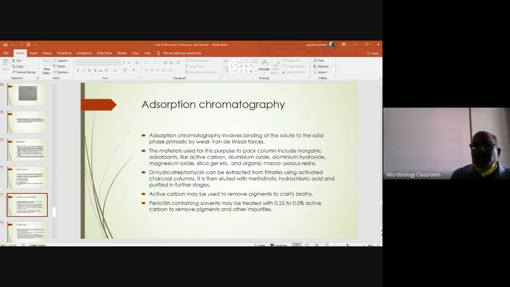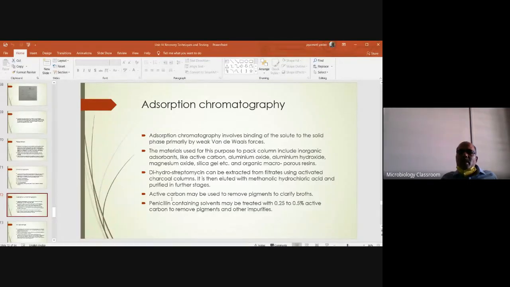Dihydrostreptomycin can be extracted from filtrates using an activated charcoal column. It is then eluted with methanolic hydrochloric acid and purified in further stages. So here they have given an example of isolation, purification, or recovery of dihydrostreptomycin by use of this chromatography technique.